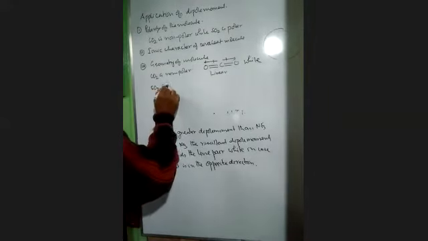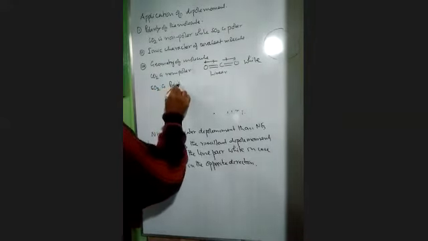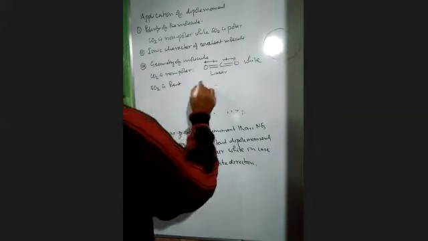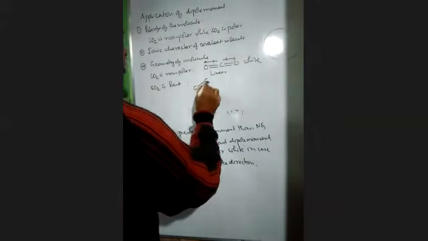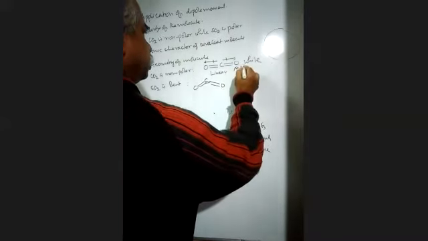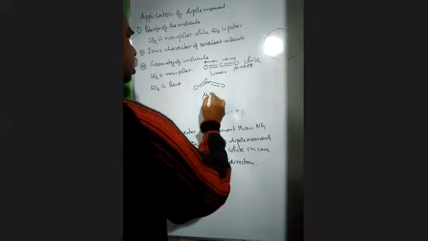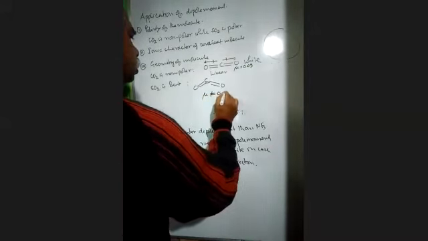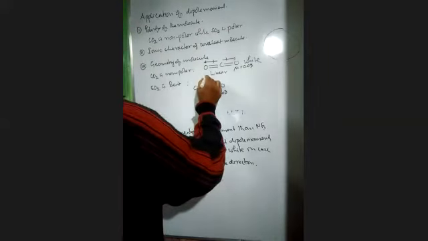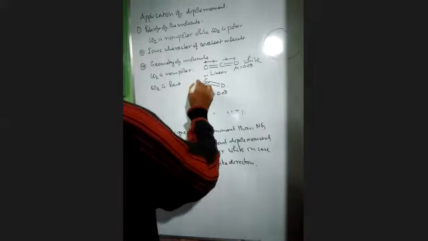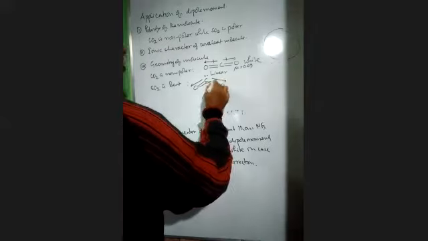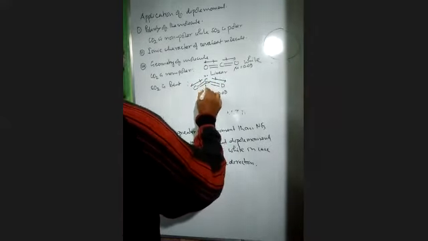While sulfur dioxide is bent. Why? Because it is polar. See here, in this case mu is equal to 0 D, and here mu is not equal to 0. Why? Because this molecule is polar because of this bent structure.